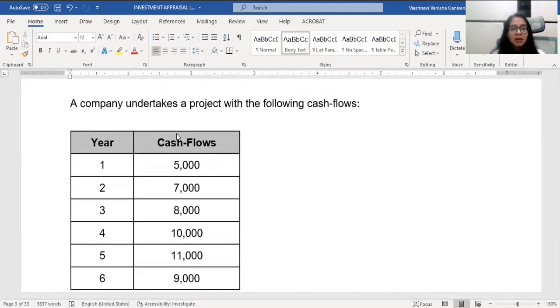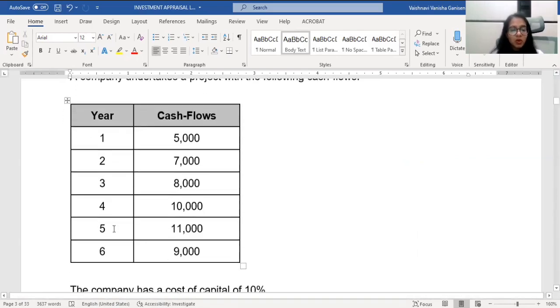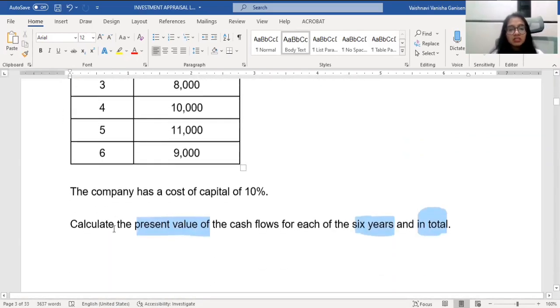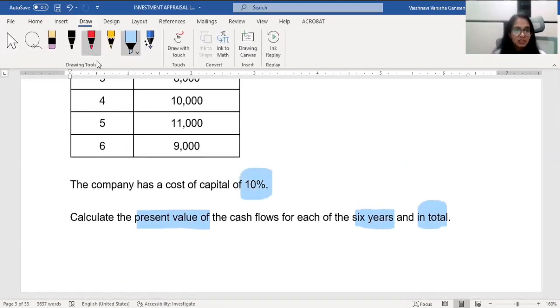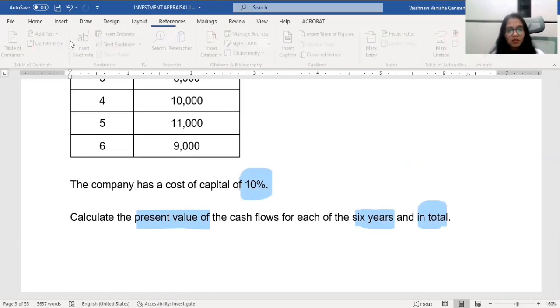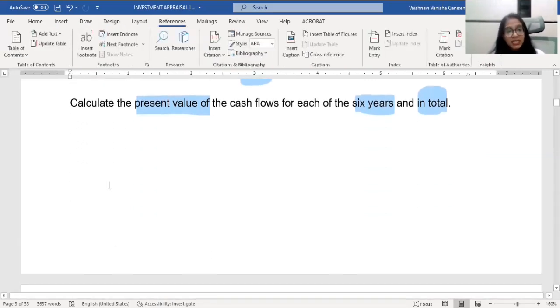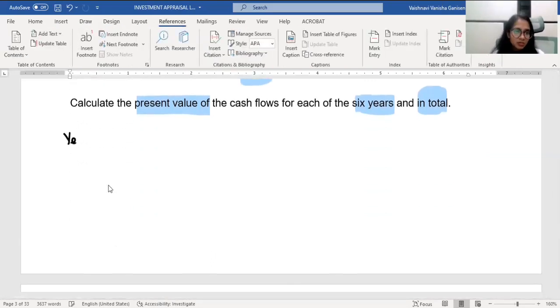Number 1, the company undertakes a project with the following cash flows. You have year 1 all the way up to year 6, and a cost of capital of 10%. To calculate the present value, just use back the concept that I've taught you: year, cash flow, discount factor.